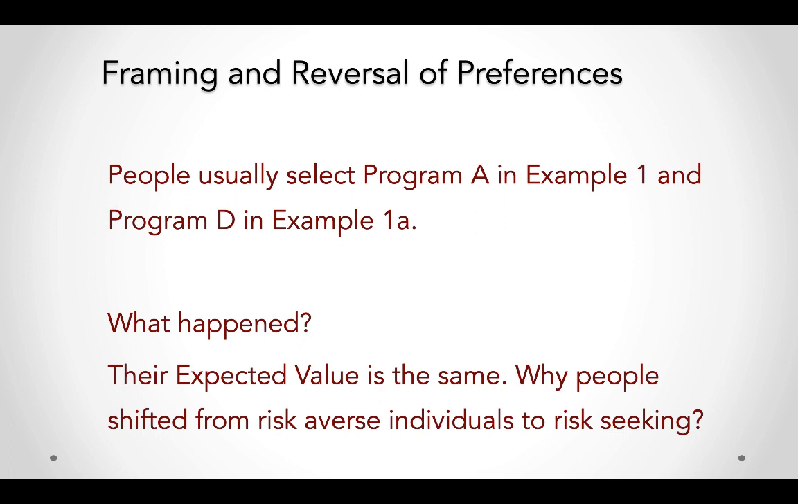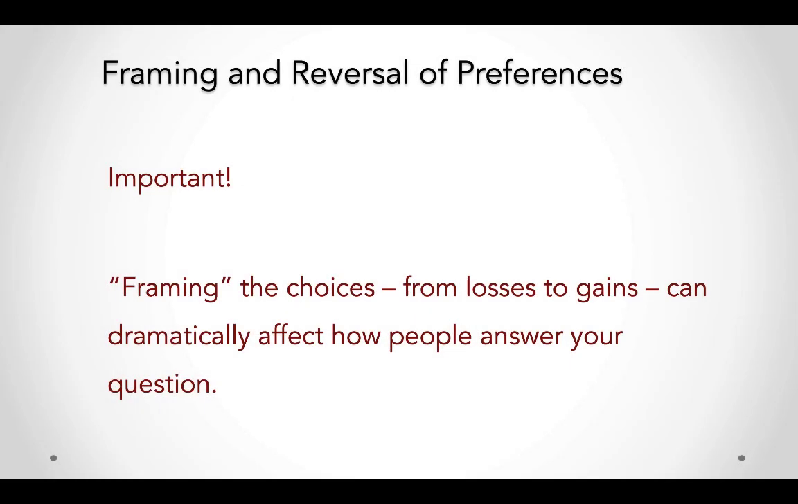If you need some time, go back and do this math again and see what you have chosen. So it's very important to understand this point, that when we frame the choices from losses to gains, we can dramatically affect how people answer your question. So again, the same question asked in two different ways, one in terms of sure gains and the other in terms of losses, we're going to affect how people make this decision and how they answer this question.